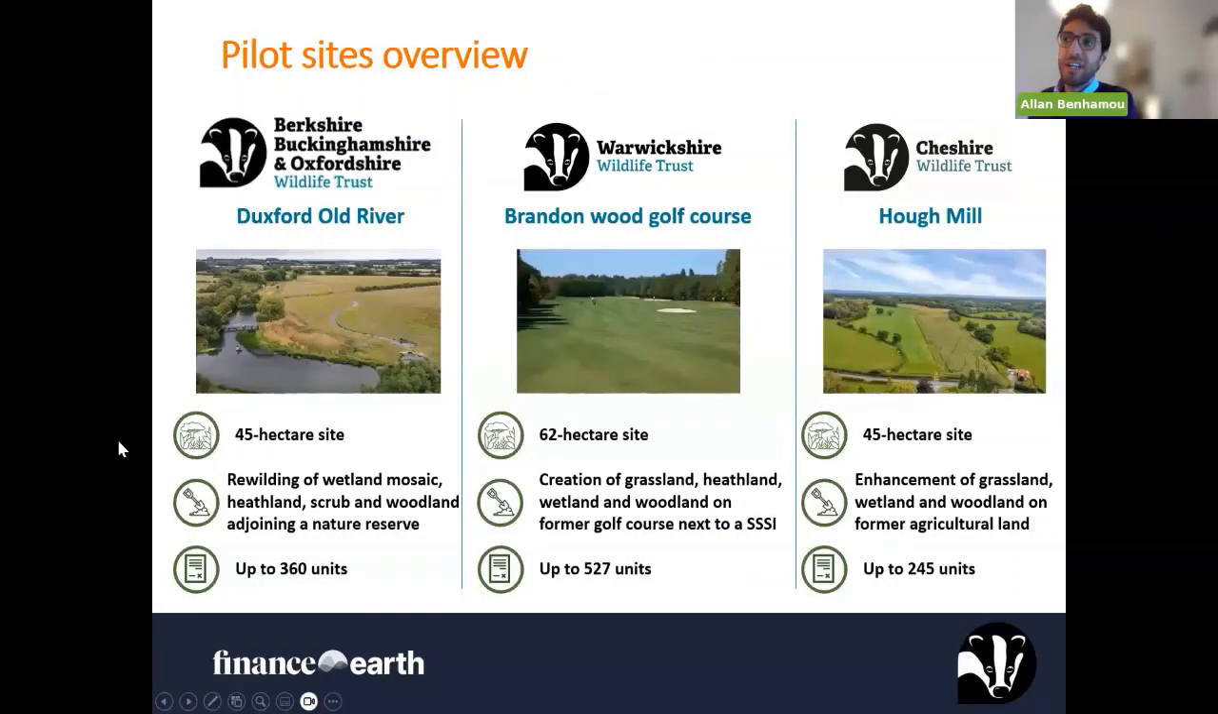I won't go into detail here, but just to give you a bit of overview and color to the different sites we've been looking at. So across the different wildlife trusts, we've been looking at 6 different pilot sites, and this presentation will focus on 3 of them.